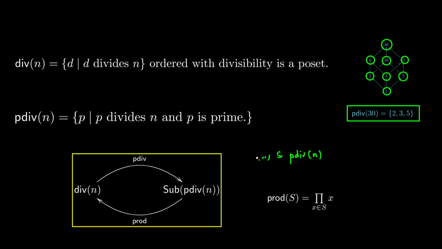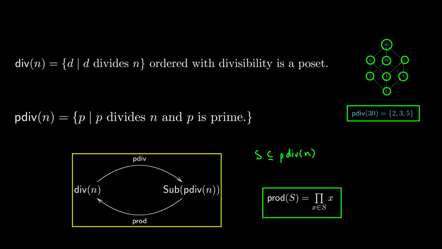And we also have a map going in the opposite direction. Given a subset S of pdiv of n, to go back to a divisor of n we just take the product of all integers that you find in the subset S, and that's just given by this formula here. So the claim here is that for the integer n, this is going to be an isomorphism. And that's quite nice, because you can actually see that isomorphism explicitly.